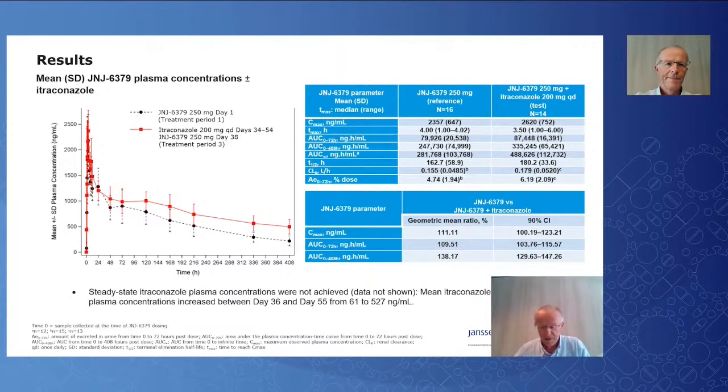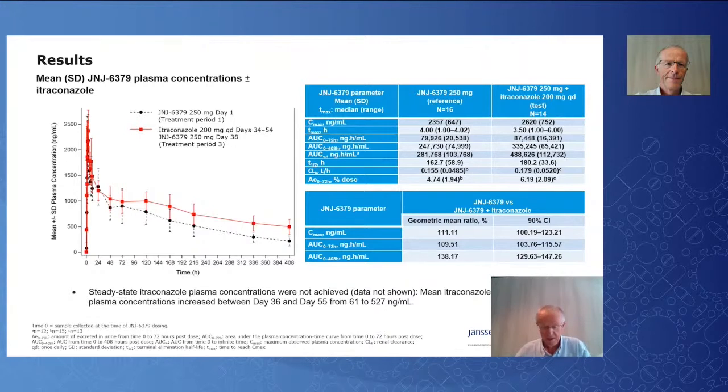PK parameters of 6379 in absence of itraconazole as reference and in presence of itraconazole as test. Differences were more marked in the elimination phase captured by AUC 0-408 hours versus the absorption phase. Mean total amount of 6379 in urine was 1.30-fold higher and renal clearance 1.50-fold higher during co-administration with itraconazole.